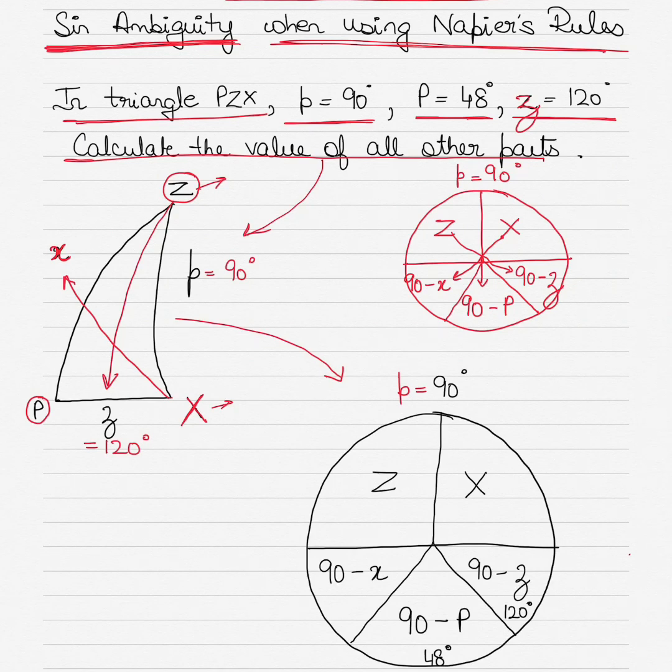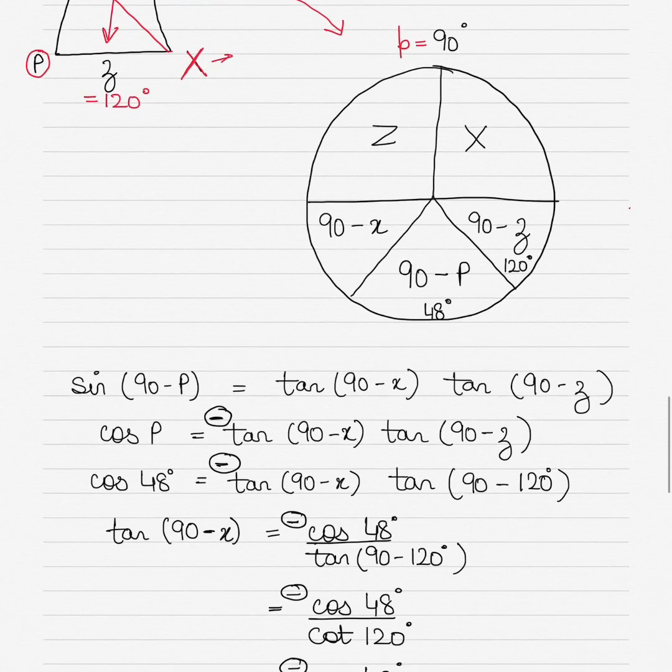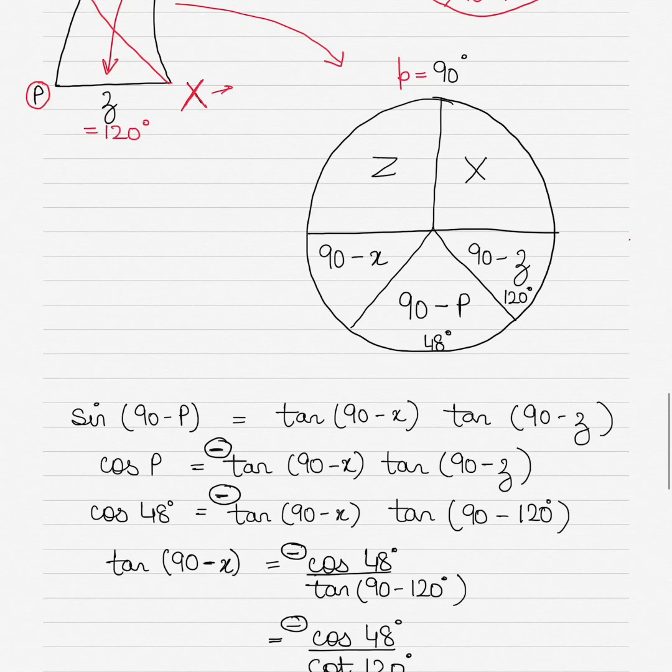This is example 2, and I'll put up more examples in future for you to be able to practice. So once you have made the Napier's diagram, write down the values that you already have and take them, and then find out the values that you don't have.